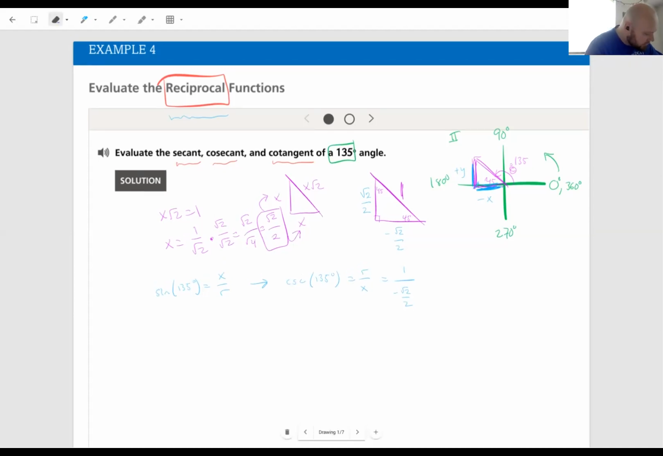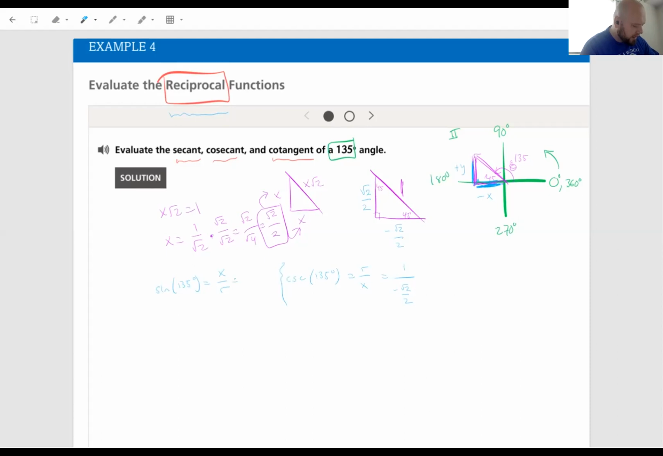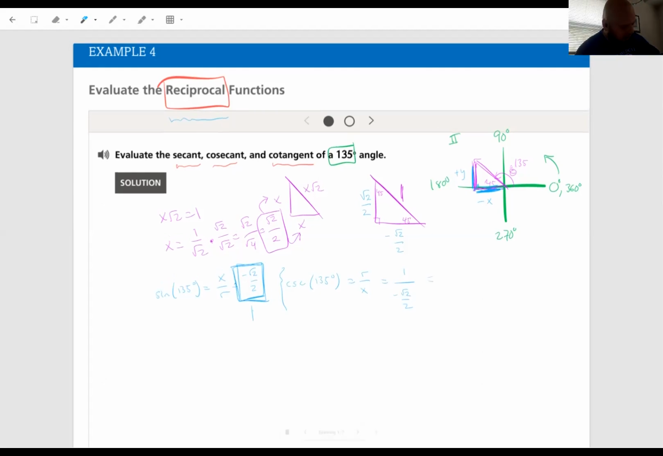And I'm going to take this arrow out. I know my x is negative root 2 over 2 divided by 1. That is not a pretty looking 1. So anything over 1 is just itself. So I could take this value right here and do the reciprocal of it, and that would give me negative 2 over root 2.